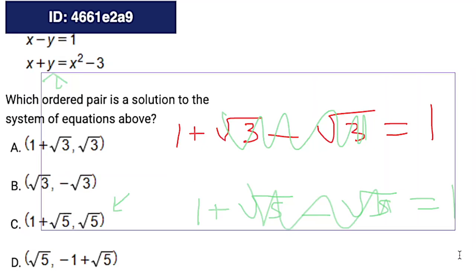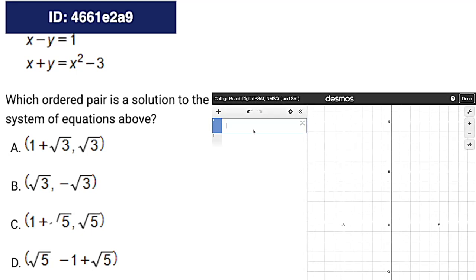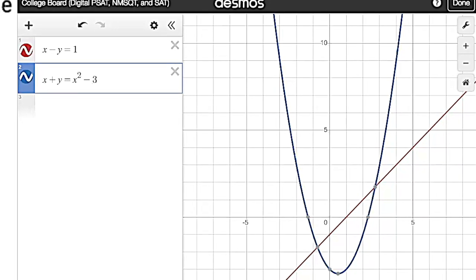So what would I recommend? Believe it or not, we can use Desmos on this. I know it doesn't look like it because of the radicals, but bear with me. If I pull it up and we go ahead and put in our system of equations, it is asking us which ordered pair is a solution. So if we can match one of the answers to one of our solutions, we should be good.